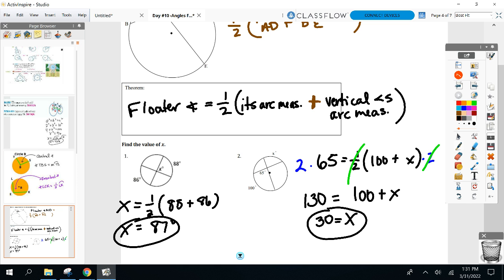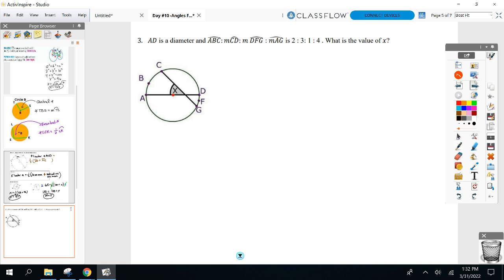Anything right now, ask, because the basic is gone now. And there are no more basic problems here. Anything? Floater angles. All right, here we go. It's time to step it up, honors kids. Woo!